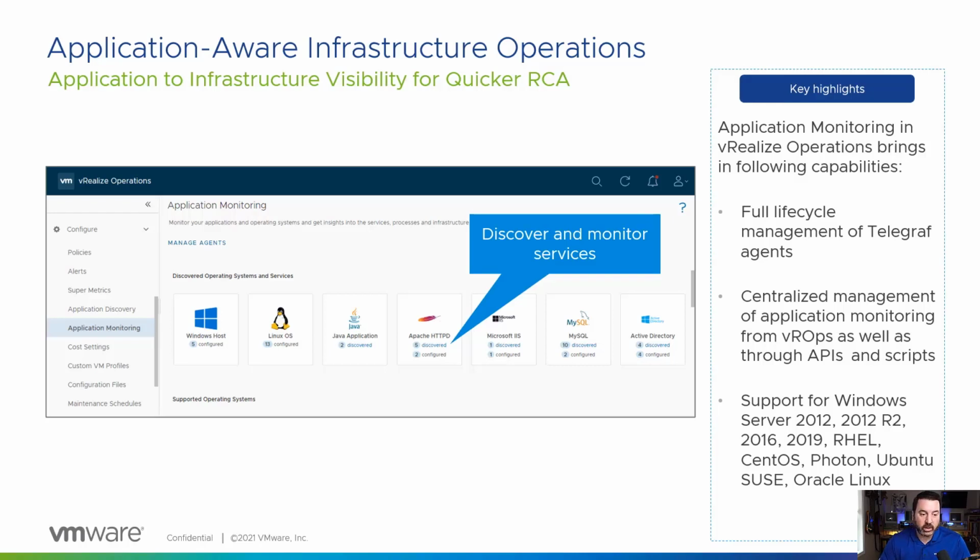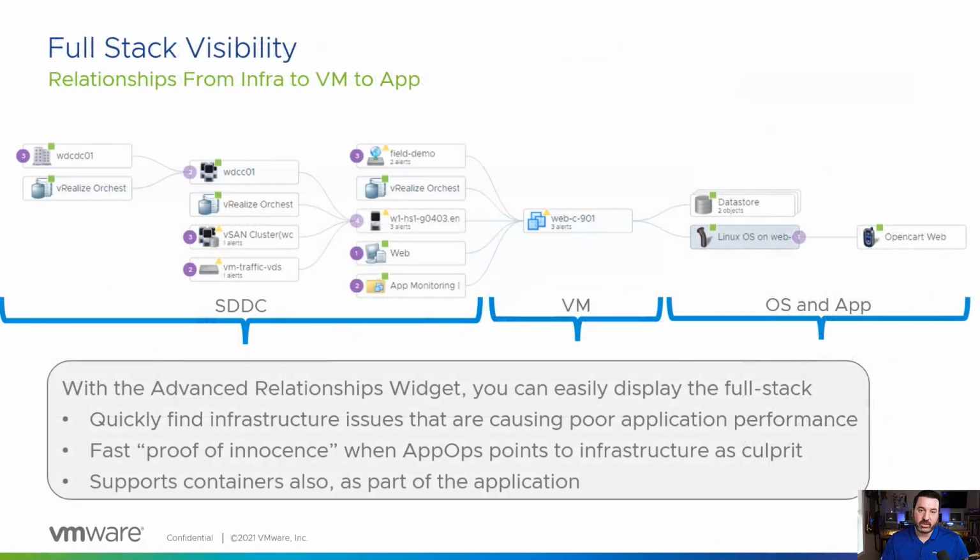Now, we do support Windows Server 2012 through 2019. We also support Red Hat Linux, Photon OS, of course, Ubuntu, SUSE, Oracle Linux, and CentOS. So if you're running any of those, which most customers are, right, you're going to be running one of those versions or flavors, then this is a good option for you, especially if you have those applications that we provide out of the box through this Telegraf agent.